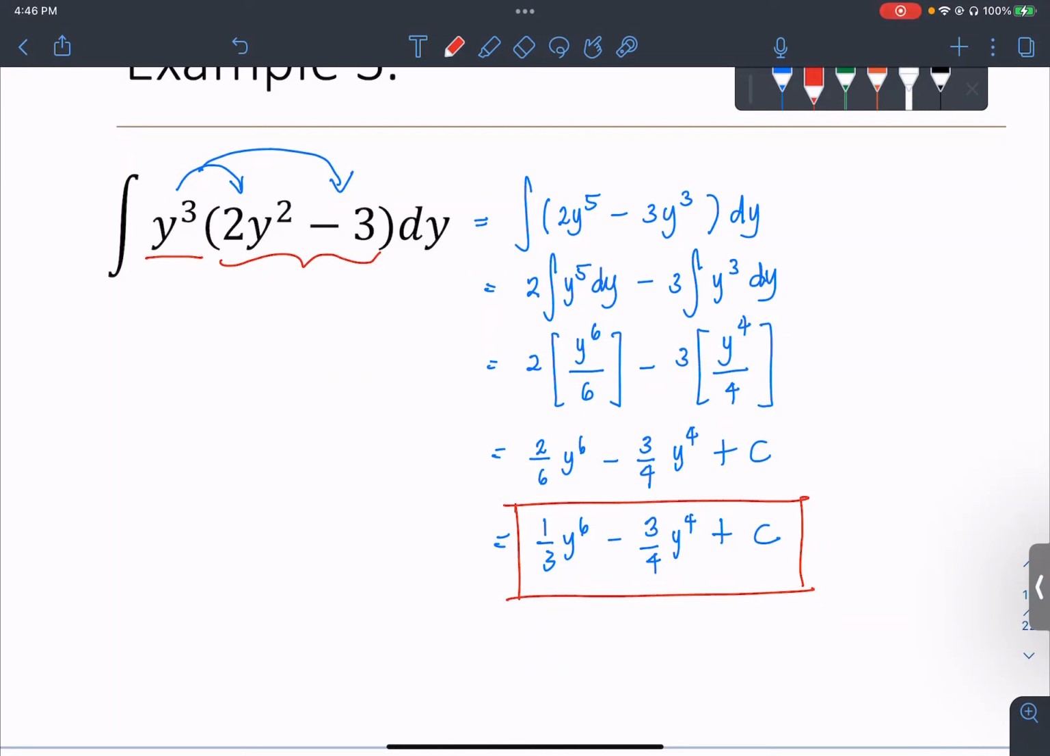Okay. Yeah, Janus, good morning. Paano po naging 1/3 po sa final answer? 2 over 6. So 2 over 6. So ang 2, di ba? That's just 2 times 1. Ang 6, 2 times 3. So cancel lang yung 2. That will make it 1/3. Lowest term.